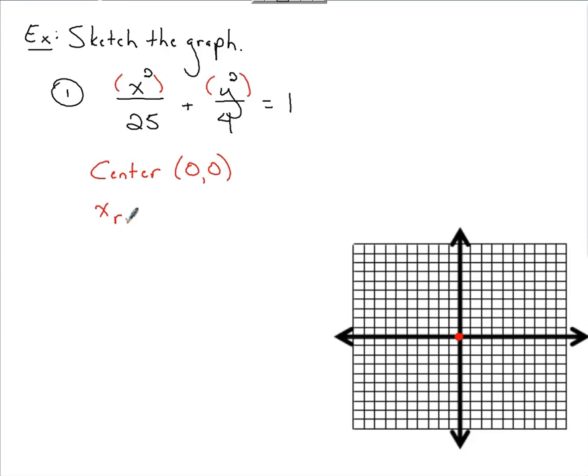To figure that length out, all I got to do is go back to the equation, locate where my x's are at, look at the value that's underneath those x's, take the square root of that value. So my x radius here is going to be 5. Now that means from my center point, since this is an x radius, I can travel horizontally 5 units in each direction. 1, 2, 3, 4, 5, plot a point. 1, 2, 3, 4, 5, plot a point.